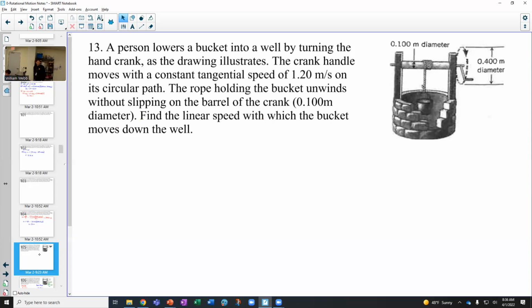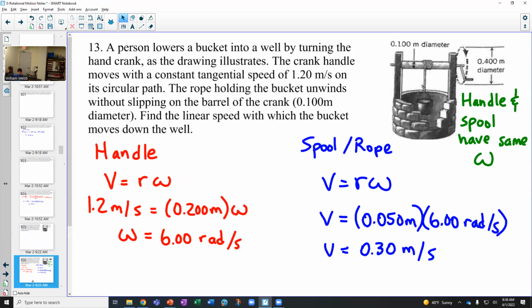Good, yeah, exactly what I did as well. And like Grace mentioned at the beginning, the key is recognizing their angular movements are the same, even though their linears are not. You got any questions on 13? All right. Yeah, it's like the ladybug and the ant on the animation we looked at, where their angular speeds are the same, but their linear speeds aren't. So yeah, same thing they did. I did the handle to get the omega, plugged it back in to get the speed of the rope or the spool. All right.